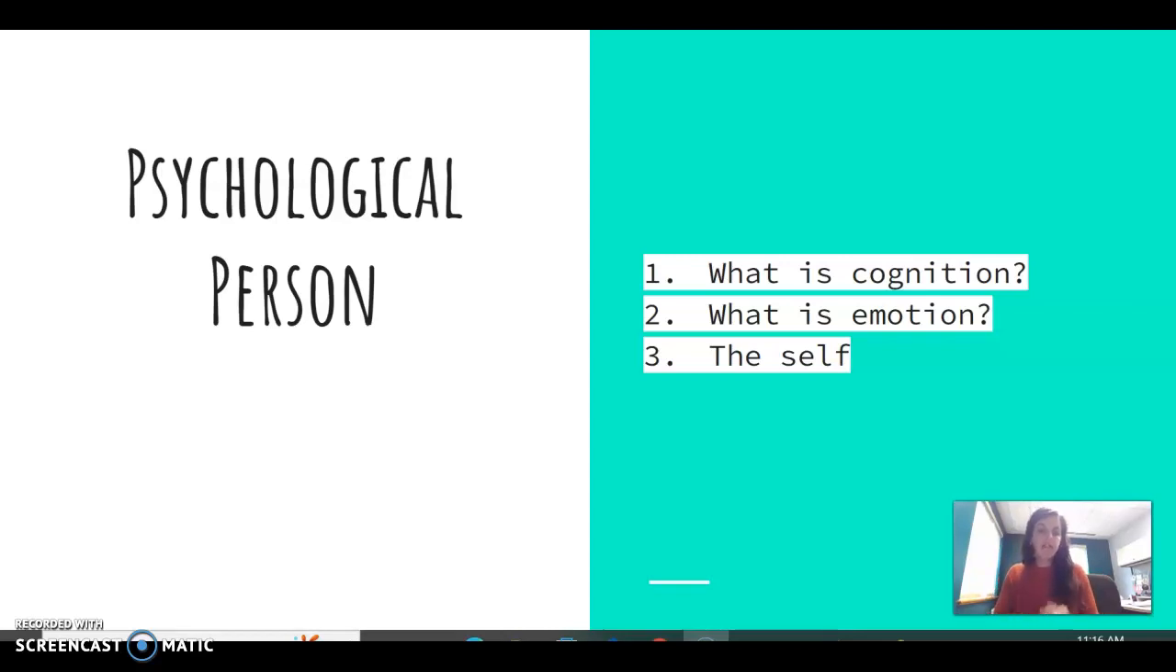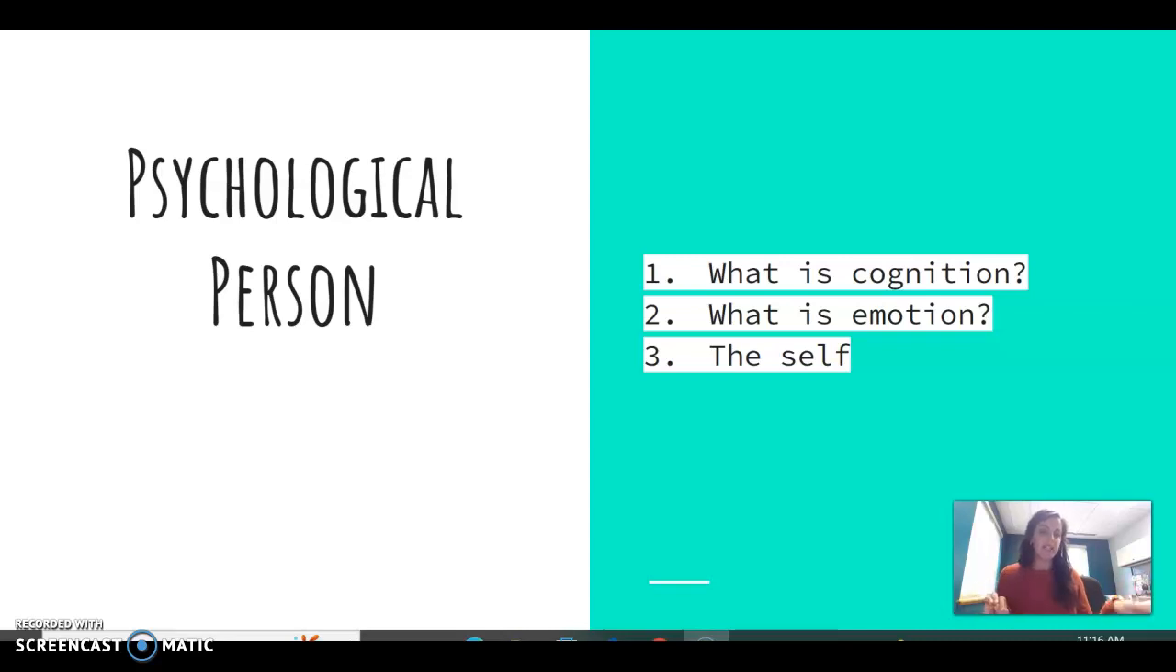We are going to focus on the second dimension of the person today, which is the psychological person. So earlier this week, we covered the biological self, which was talking about our bodies and the functionings related to our physicality. And now we're going to go more into the mind and the psyche and focus on the psychological person.